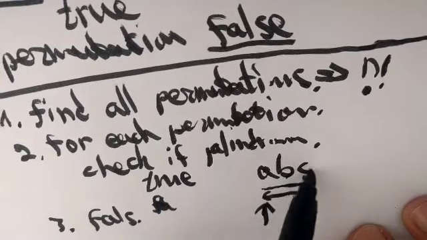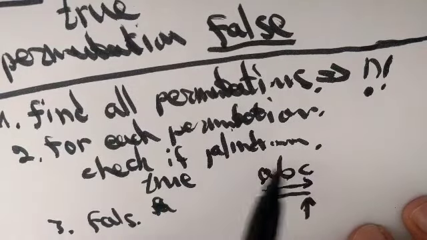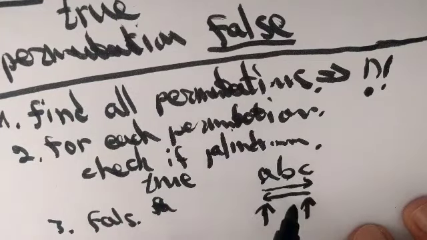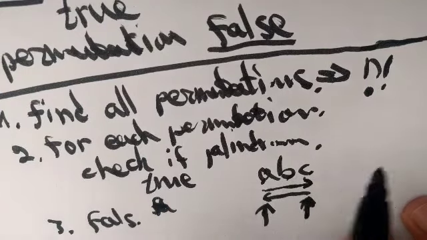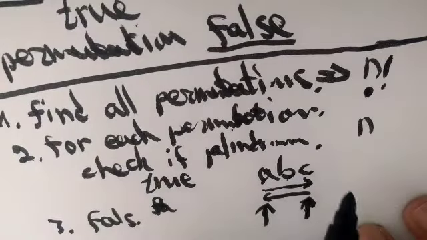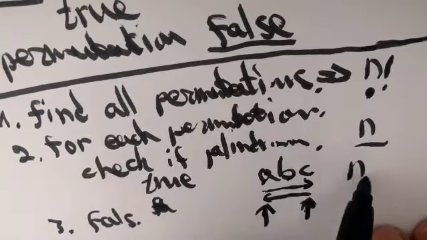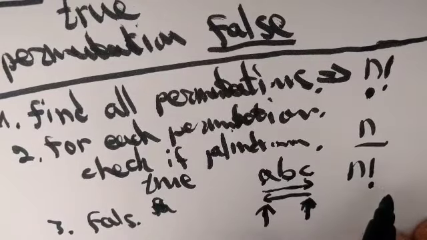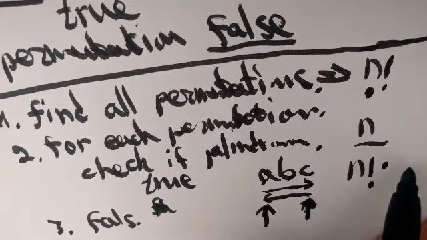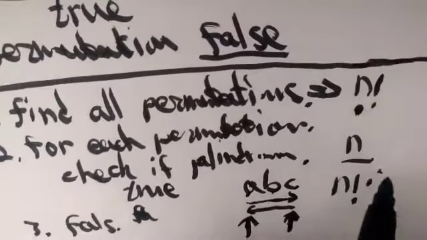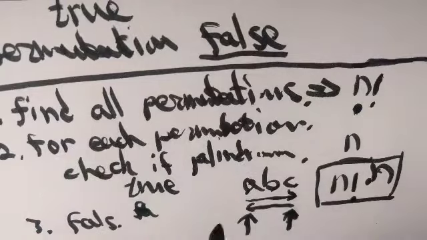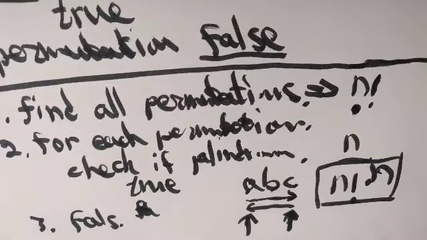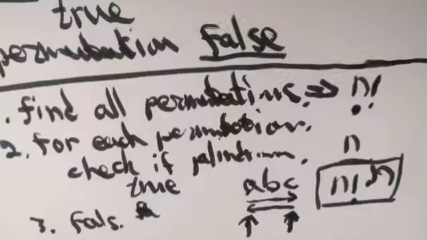You check if the last letter is equal to the first letter. It's not, so you cannot read it the same way from end to beginning and from beginning to end. So you can do this in n with the 2 pointers, where you move toward each other. So the time complexity for this algorithm is n factorial multiplied by checking each permutation, which is n. So it's n factorial times n. But this is the brute force solution. Let's think if we can have a better solution.